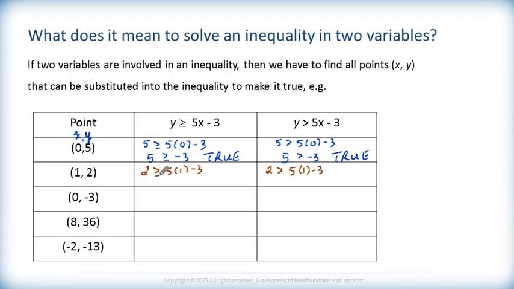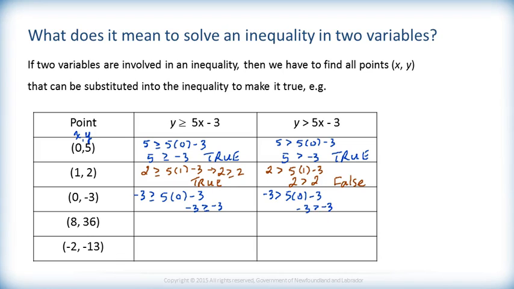When I substitute the 1 and 2 in each of them, in the first case I get 2 greater than or equal to 2. And yes, 2 is greater than or equal to 2, so that's true. Meanwhile, in the other one, I'll get 2 greater than 2. That's false. Now when I put in 0 and negative 3, I get negative 3 greater than or equal to negative 3 here, so that's true. But over here I get negative 3 greater than negative 3.